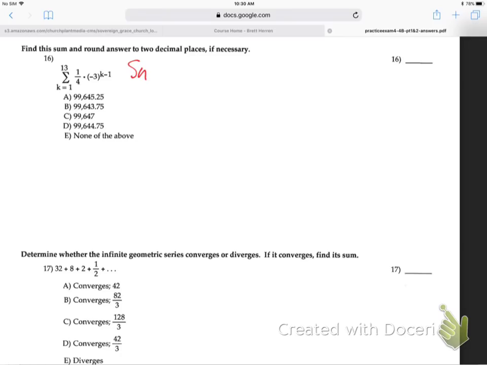Geometric. How do you know? Because it has k to the power. K is in the power.